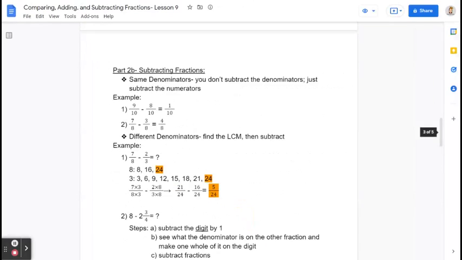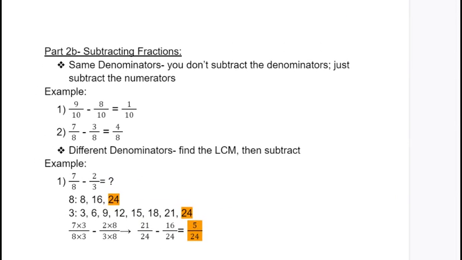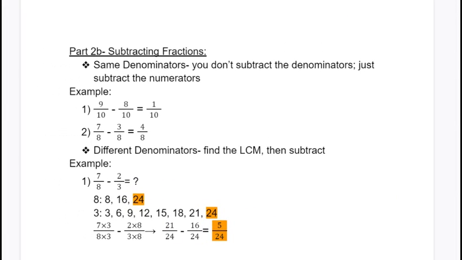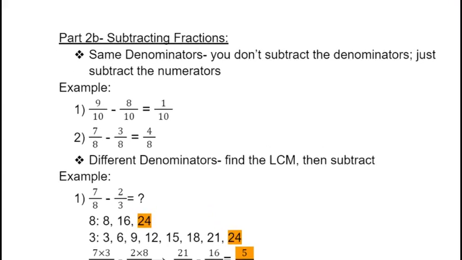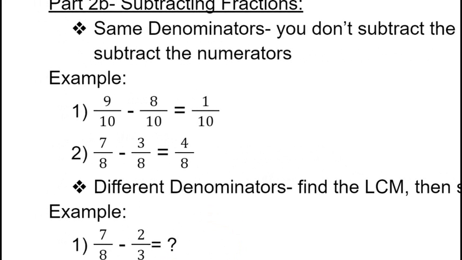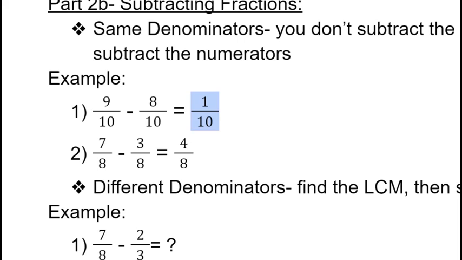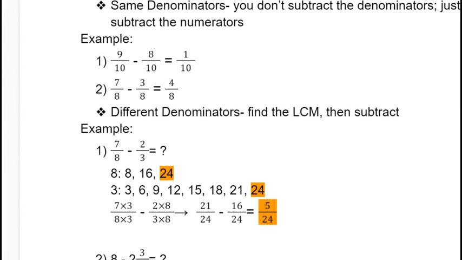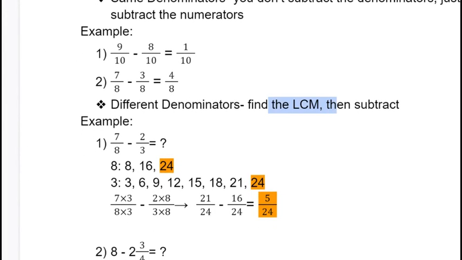Part 2b, subtracting fractions. Just like when you're adding fractions, when subtracting fractions, you don't subtract the denominators, you just subtract the numerators. Say we have 9/10 minus 8/10. Since the denominators are the same, 9 minus 8 is 1. So this is our final answer. If we have 7/8 minus 3/8, the 8 is always copied, and 7 minus 3 is 4. If you have different denominators, you have to find the lowest common multiple and then subtract.